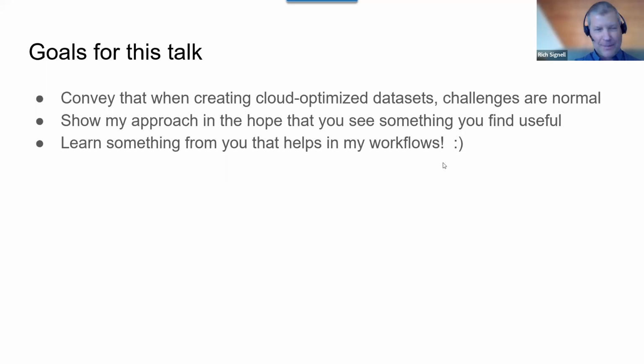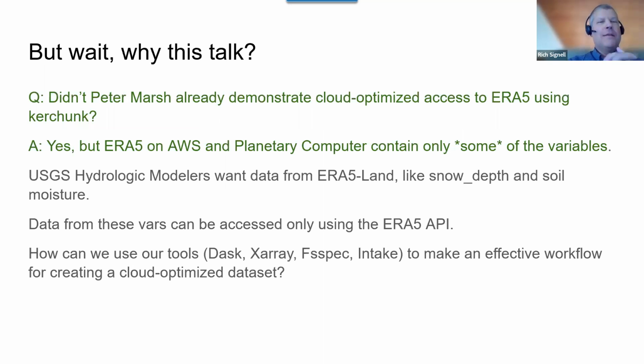That's the way I always like to practice these. So, wait a minute, didn't Peter Marsh already talk about ERA5? What are you doing, Rich? The answer is that I thought so too, but I went and looked at the ERA5 variables, and the hydrologic modeling folks at USGS who I was working with wanted the soil moisture, snow depth, and a bunch of other stuff. Turns out that's ERA5 land data, and that doesn't exist on AWS or Planetary Computer. So, okay, what do you do about that?